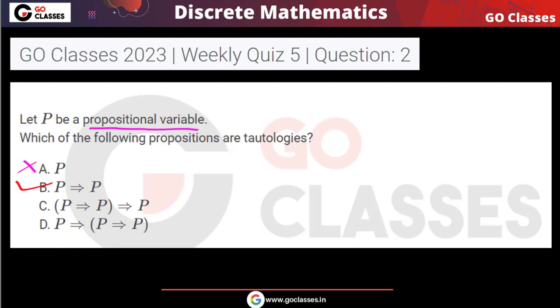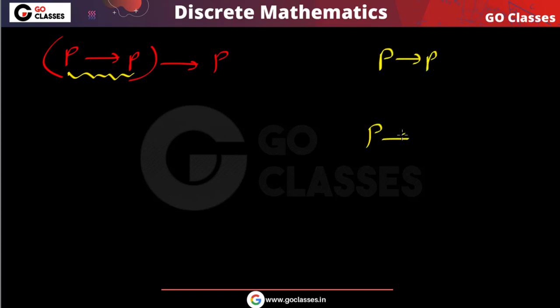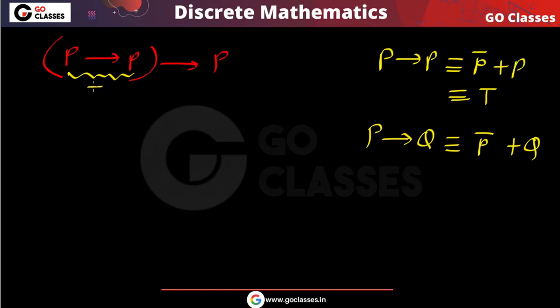What about the next? The next is P implies P implies P. Now notice that P implies P is true. We know that P implies Q is equivalent to P dash or Q, so P dash or P, that is basically true. So P implies P is equivalent to true.